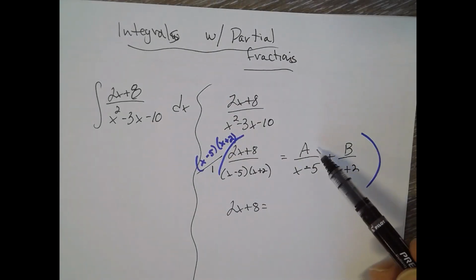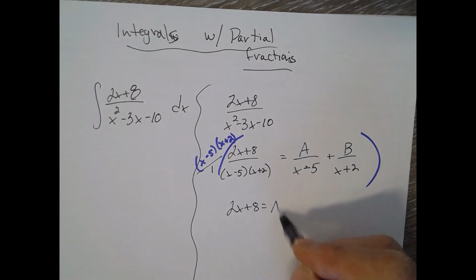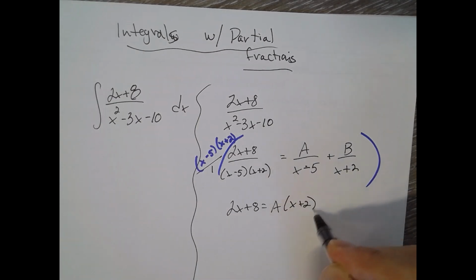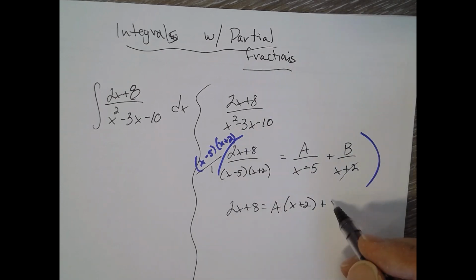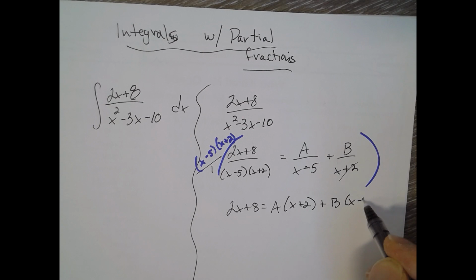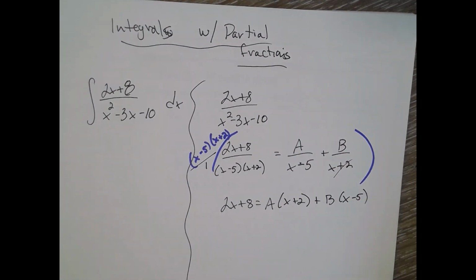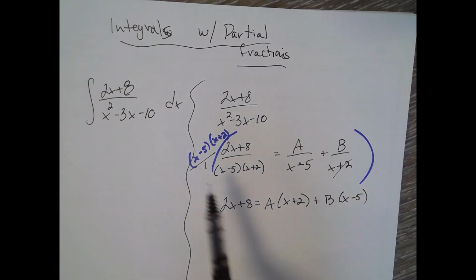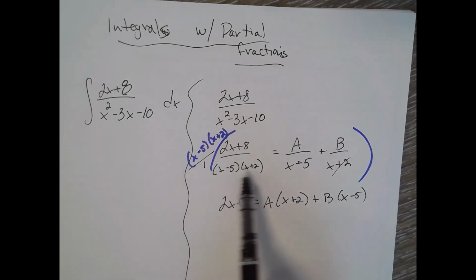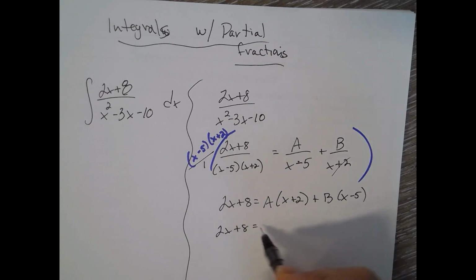So this is going to be on top of the a, so the x minus 5s are going to cross off. So we have a times x plus 2. And then these x plus 2s are going to cross off. It'll be b times x minus 5. So far, so good. Factor the bottom, put a over one of them, b over the other, and then multiply both sides by whatever this is right there. Okay, so I'm going to get rid of the parentheses.